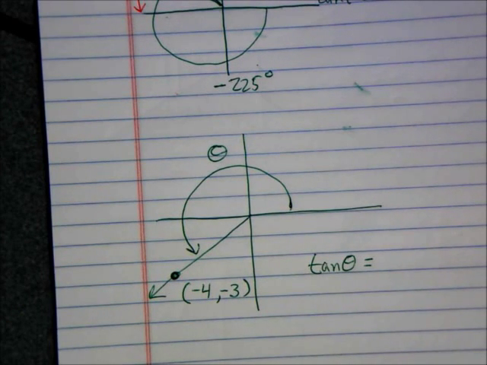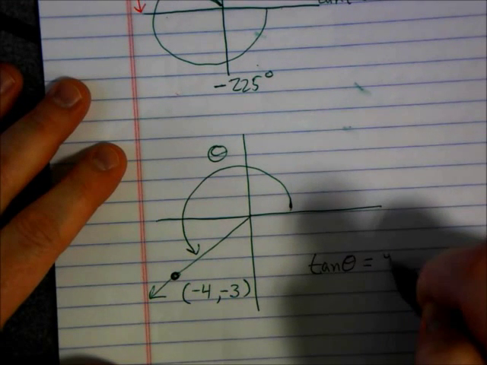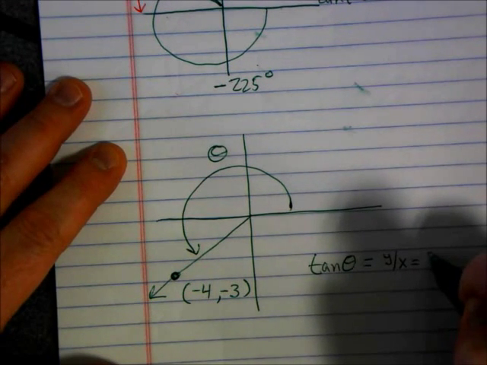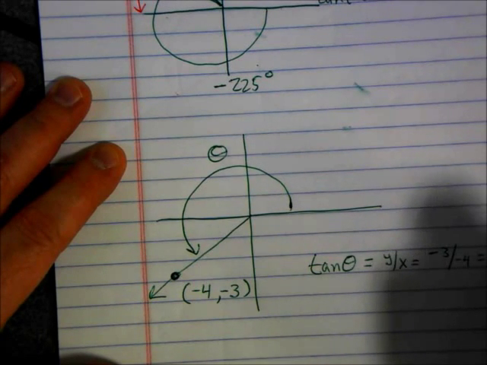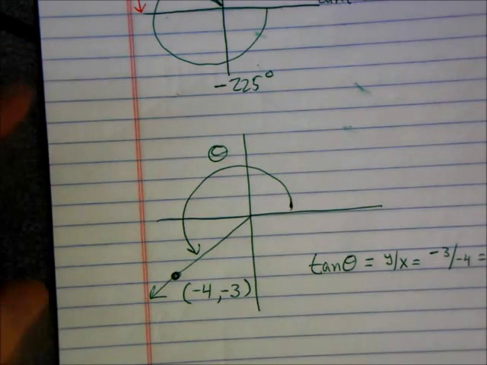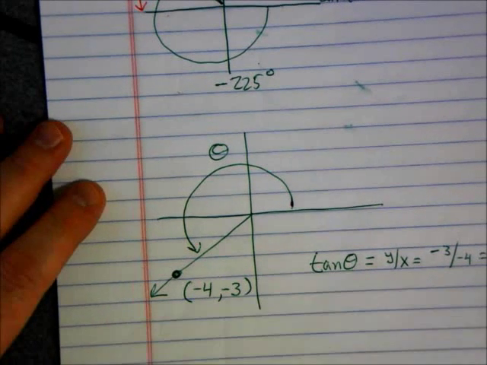What would the tangent of theta be? How do we find tangent again? Let's see, sine was y over r, cosine was x over r, tangent is y over x. So that's going to be negative 3 over negative 4, that's 3/4. What if I wanted to know what this angle is? How would I get theta all by itself?